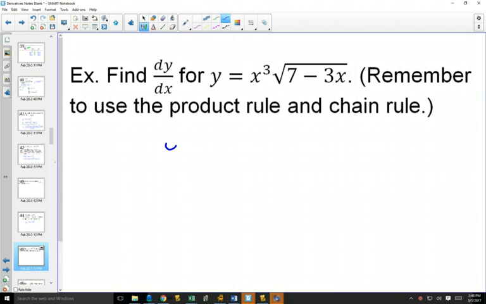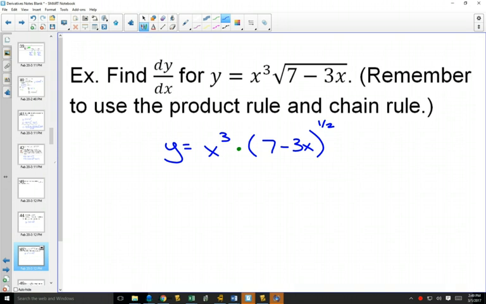So first of all, I'm going to rewrite this one, changing the square root of 7 minus 3x to a power of 1/2. Just because any time that we've had a radical so far, we've done that, so we have power rule instead. Then we look at this equation and try to determine what are all the rules that are present.